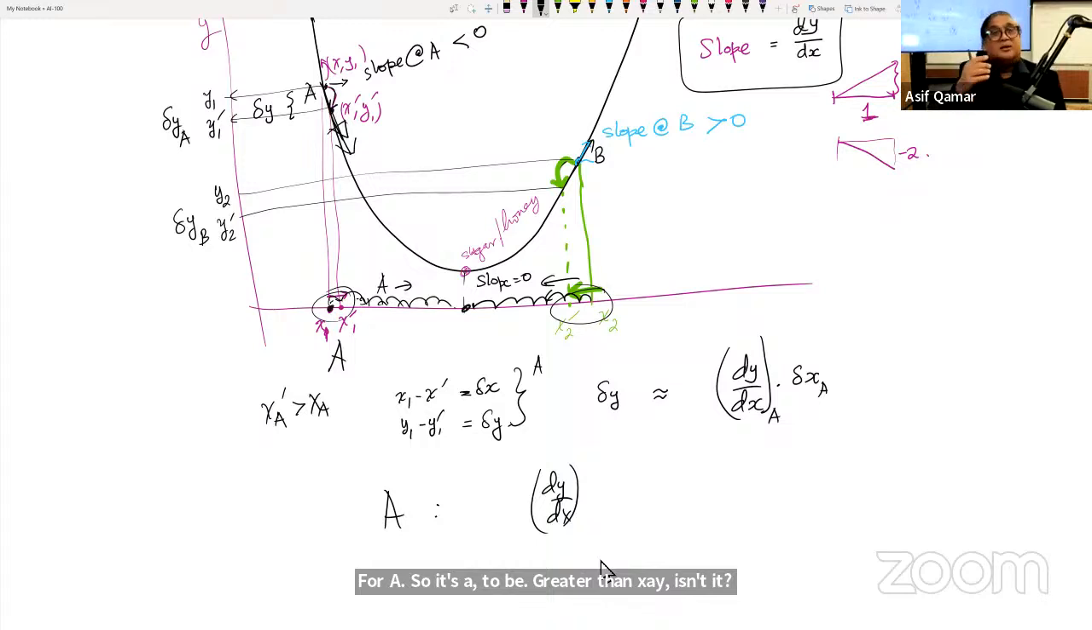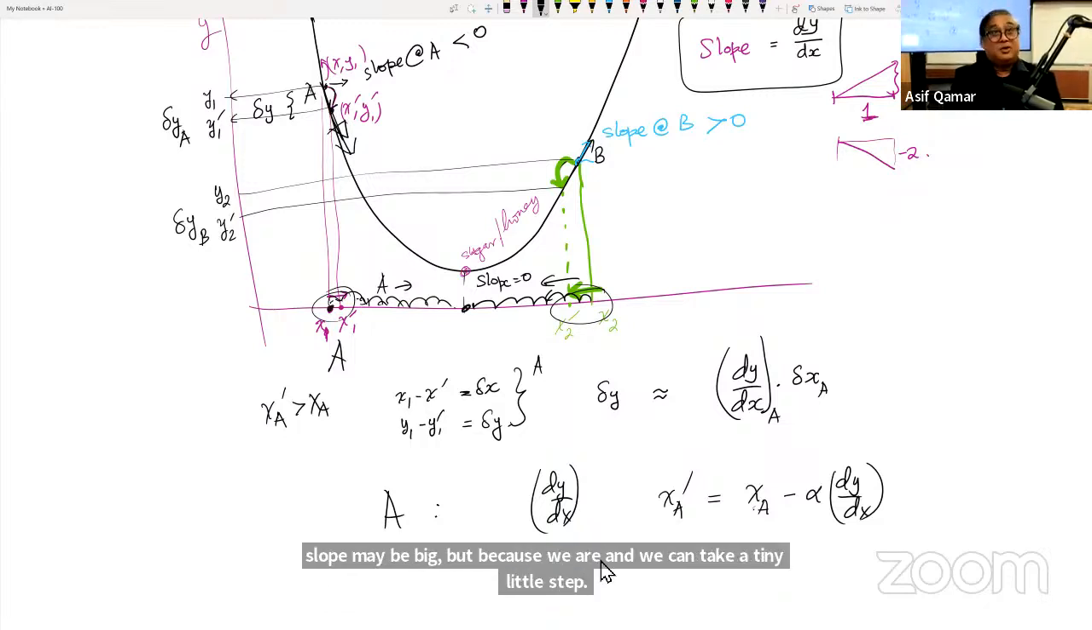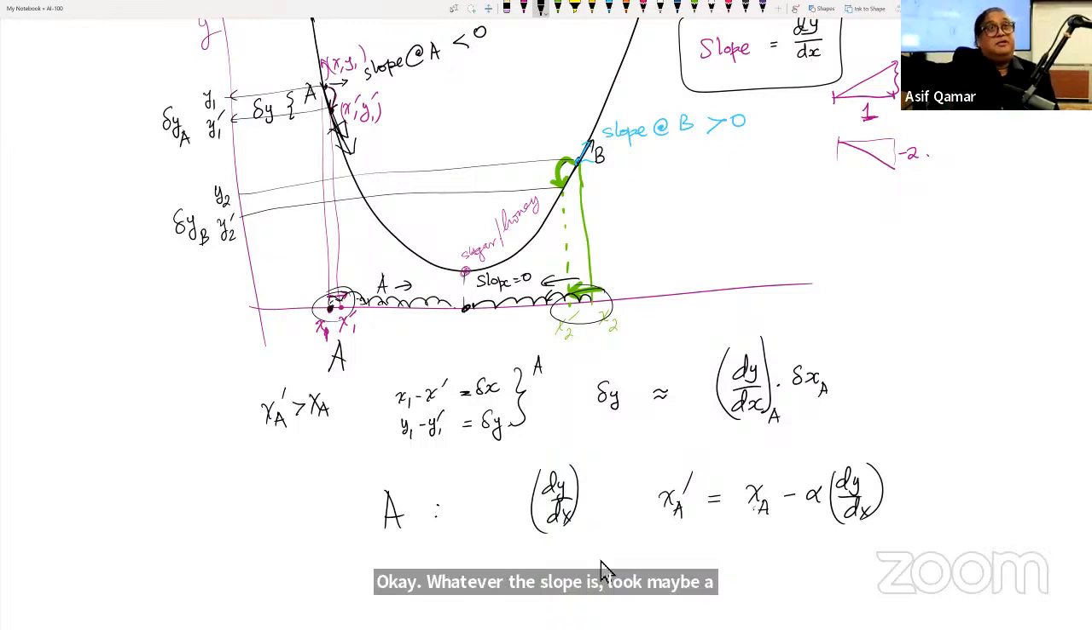So if you want to go, there's a problem though. Suppose you started out with xa and you want to go to xa prime. Let's think about it. You started at xa, you want to go forward, but your slope at that moment is negative. It's a negative number. So what can you do? You can just take a tiny little step along this direction, right? This slope may be big, but because we are an ant, we can take a tiny little step, alpha. Whatever the slope is, slope may be a big number, but we don't have big feet.